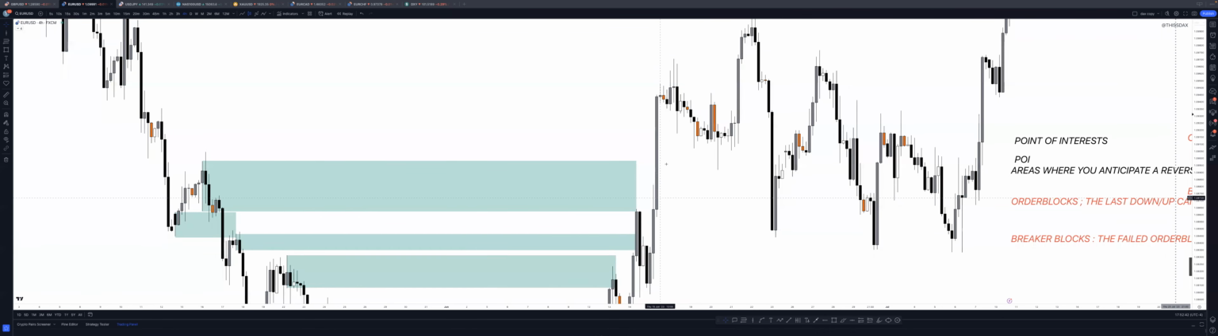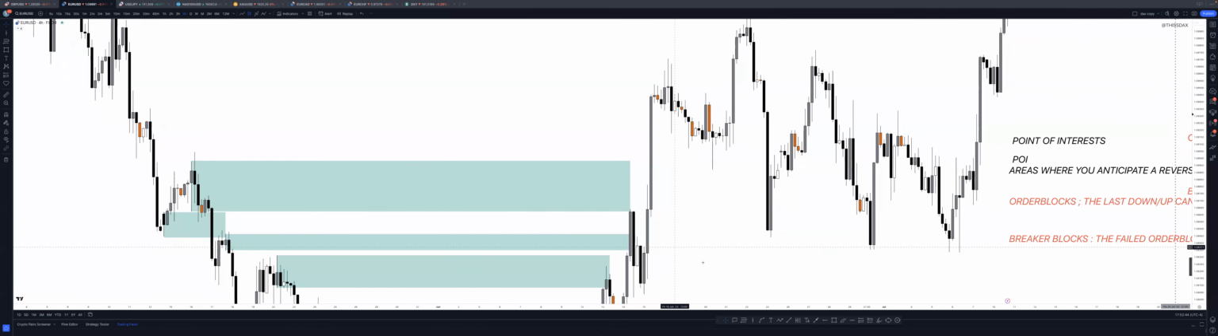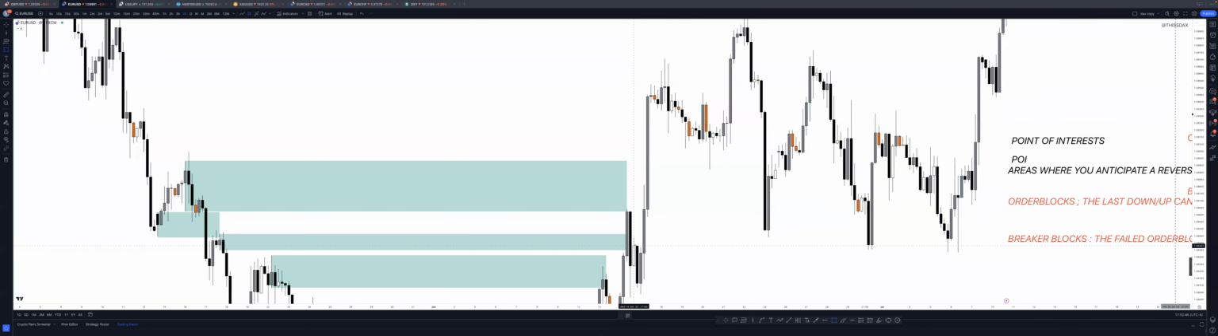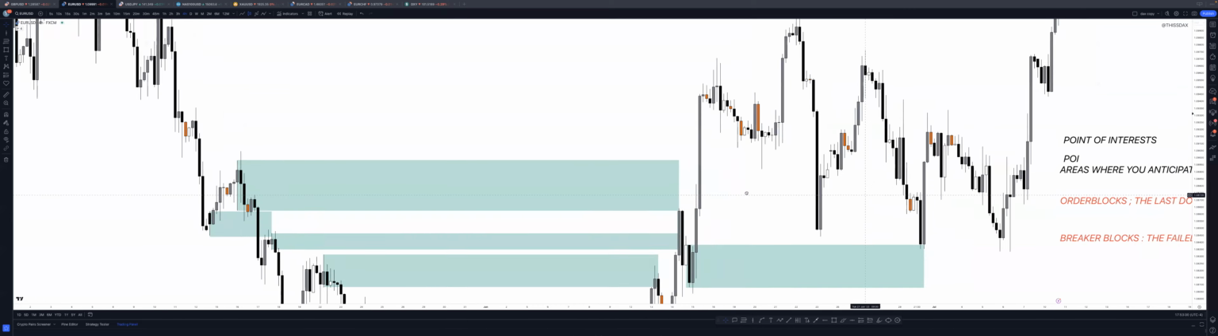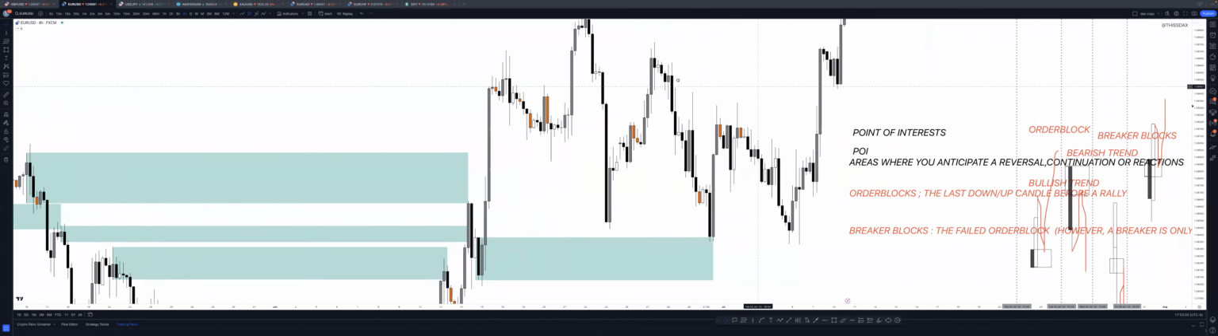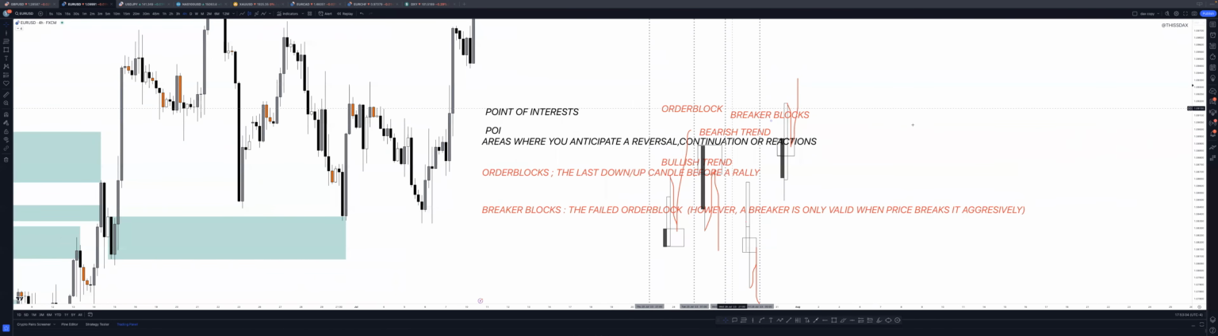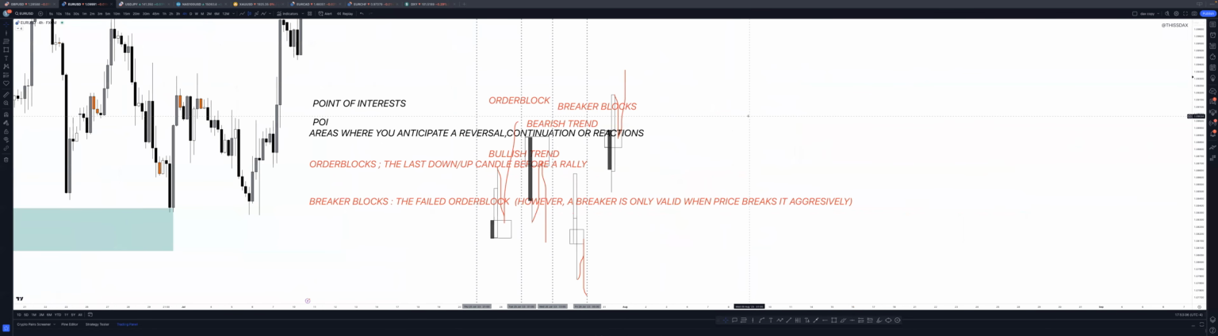Now, for this push to the upside, where is your order block? This is a last obvious down candle here. You can see how price came back into it, right? Price from this particular buy here was from a breaker block, but we'll discuss that in the next class. So that will be all for today on order blocks and breaker blocks.